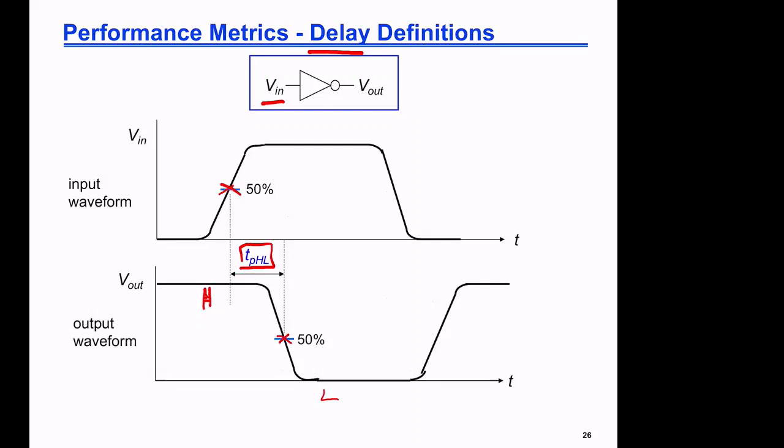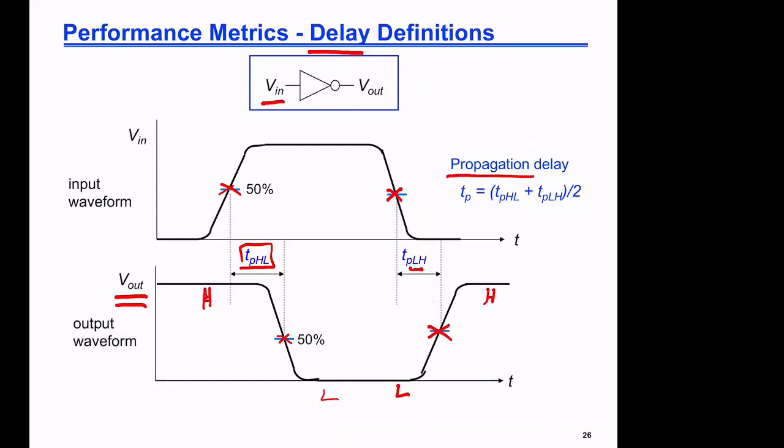In a similar fashion, for the other transition, we define the TP low to high, which is the output going from low to high, and it's the time from 50% input to 50% output for that specific transition. Please pay attention to the definition, and when we start talking about delays, we will ask you about TP high to low. Make sure to know that it is related to the output signal. Now, the total propagation delay is the average delay of the two quantities, TP high to low plus TP low to high over 2. Great.